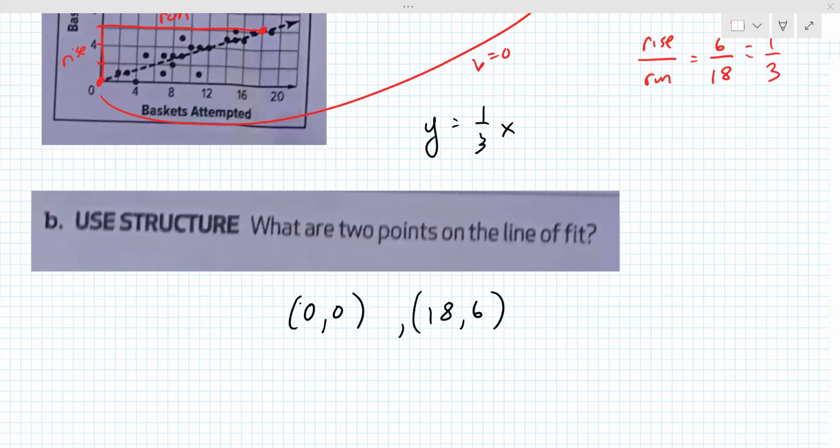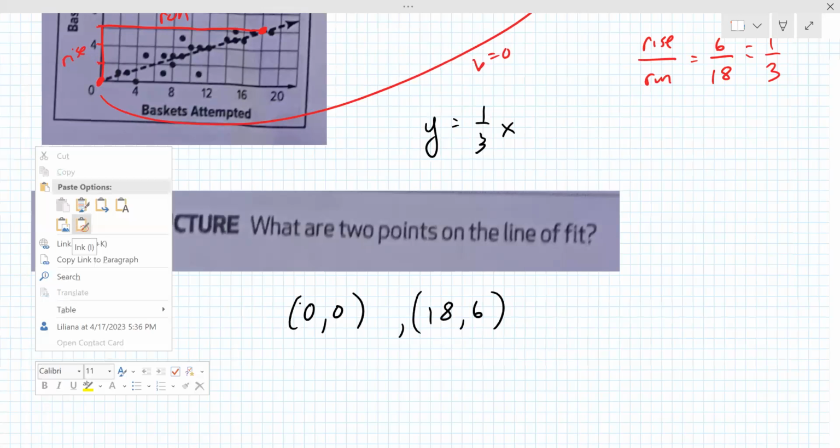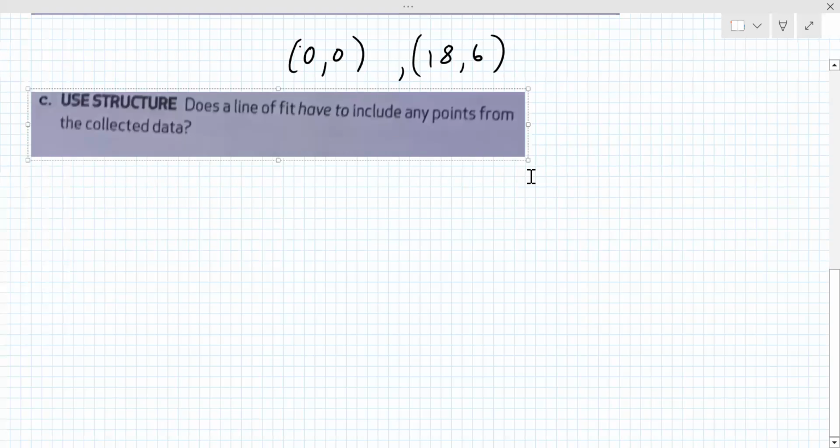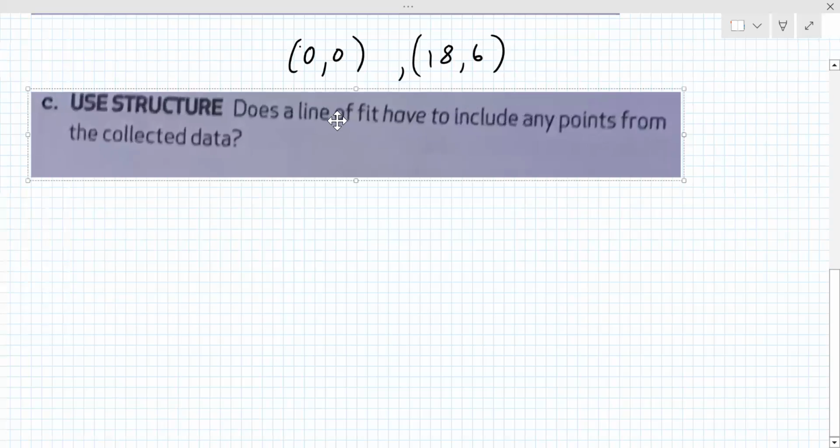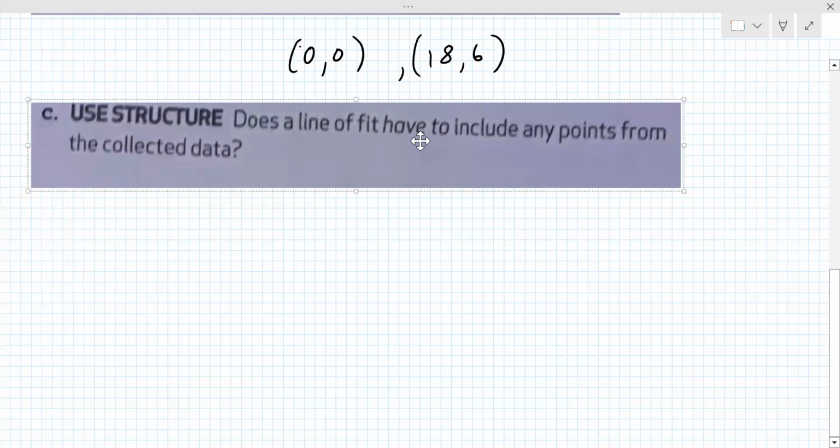All right. So now this next question. This is actually a very interesting one for me, because it's asking you, does the line of fit have to include any points from the collected data? Like, do you actually have to use any of the data points to make the line? The answer is kind of, it depends.